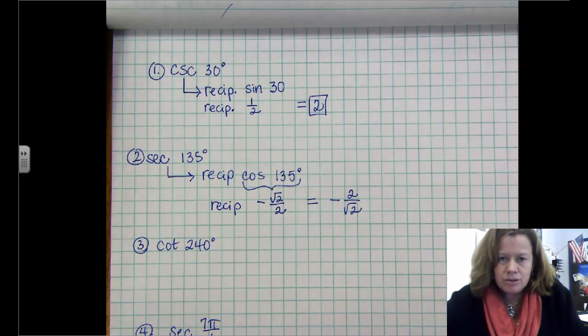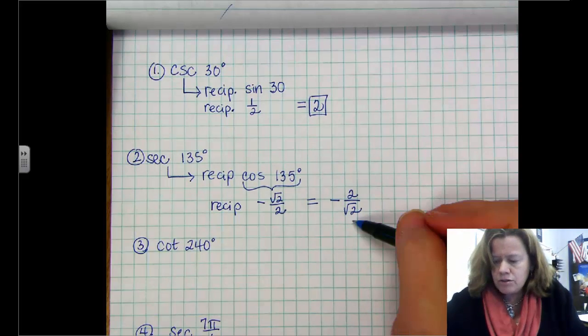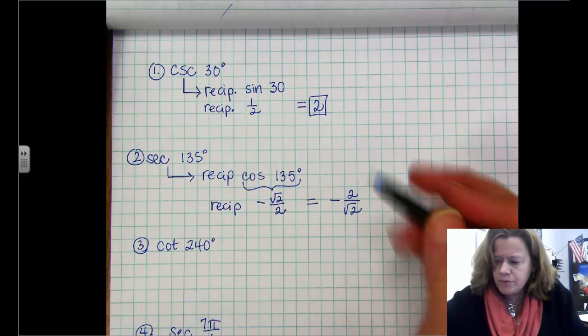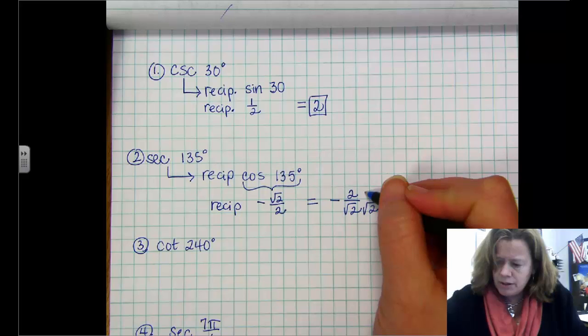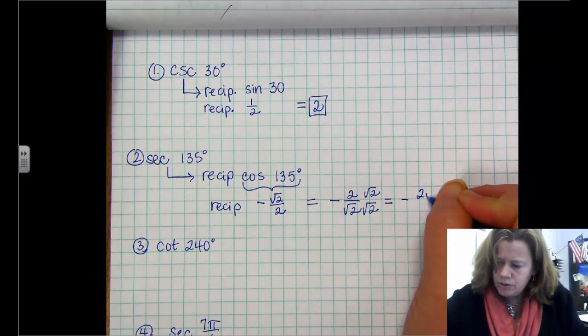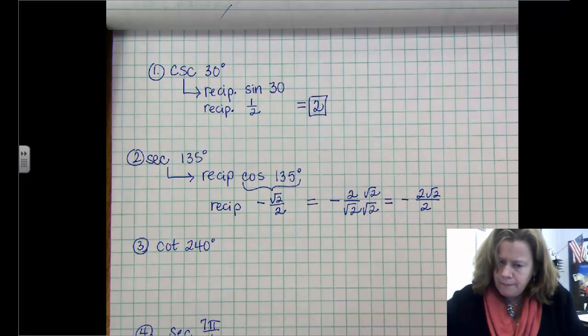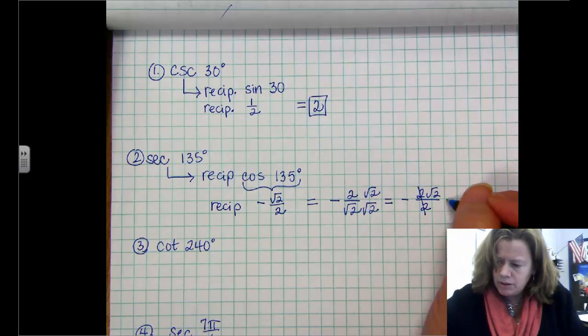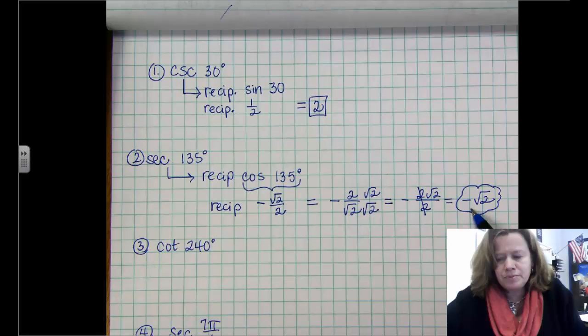That will be a fine answer in pre-calculus. It is not a fine answer in Regents Algebra 2 Trig. We need to get rid of square roots in the denominators. So I multiply by that square root, and what I do to the bottom, I must do to the top. Simplify. So I have negative 2 root 2 over root 2 times root 2, which is 2. Those 2's cancel, and I'm left with negative square root of 2. So the value of secant 135 is negative square root of 2.